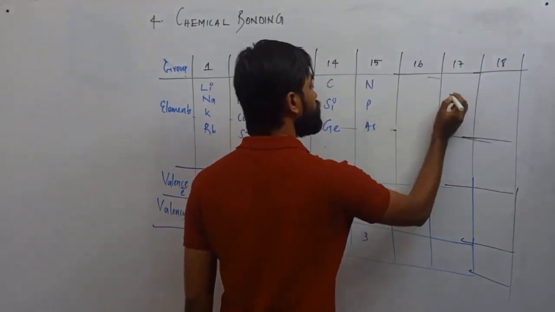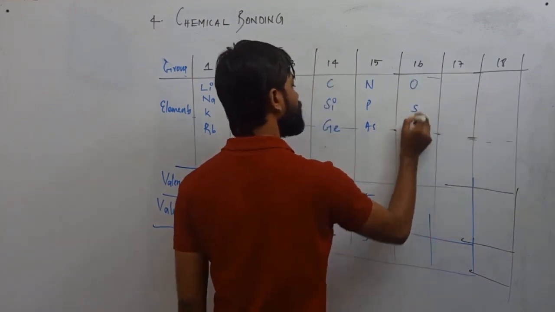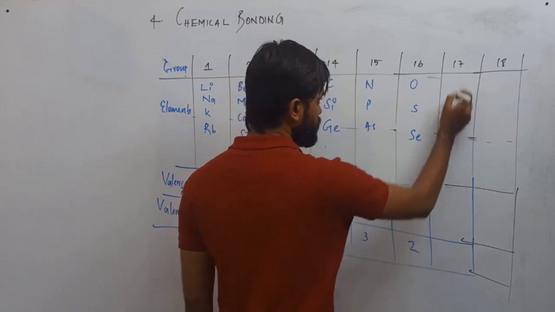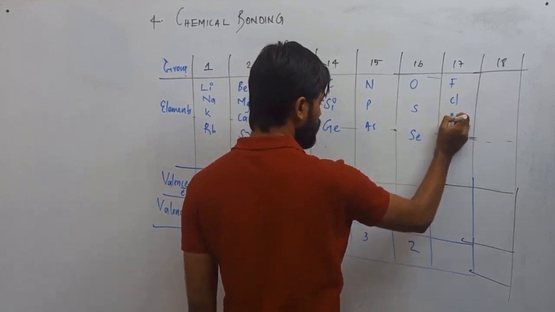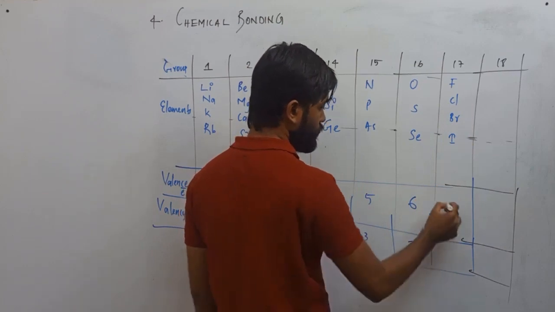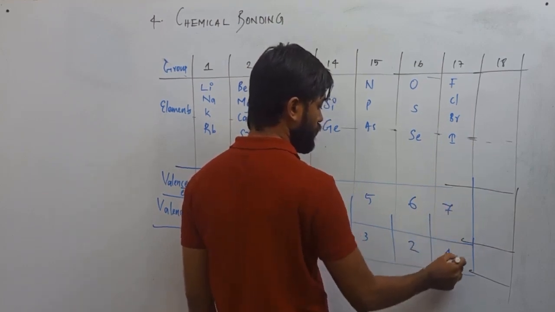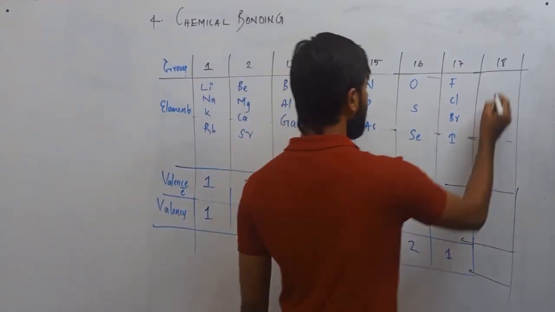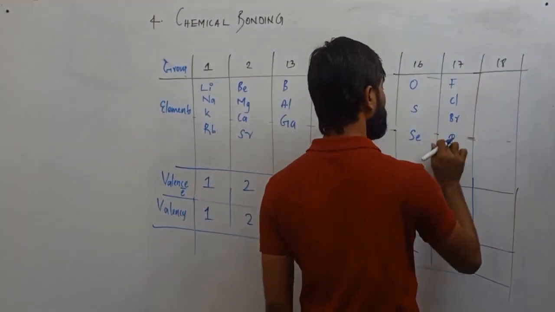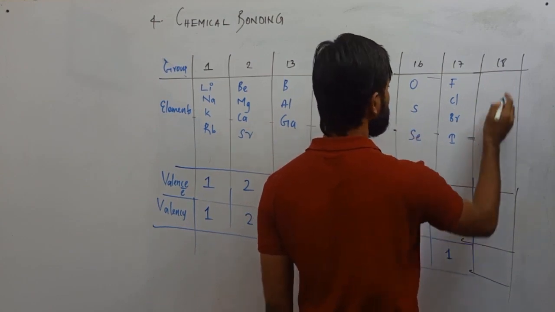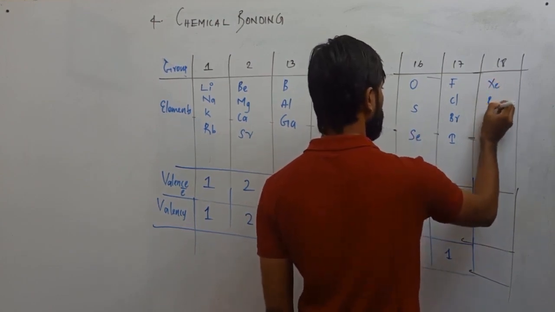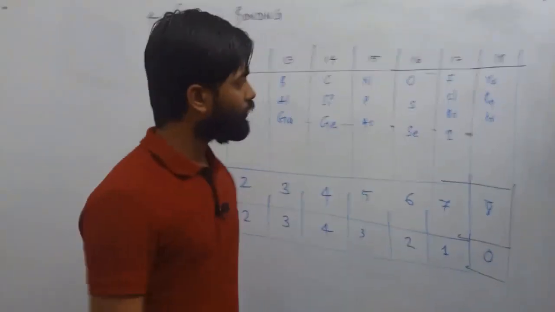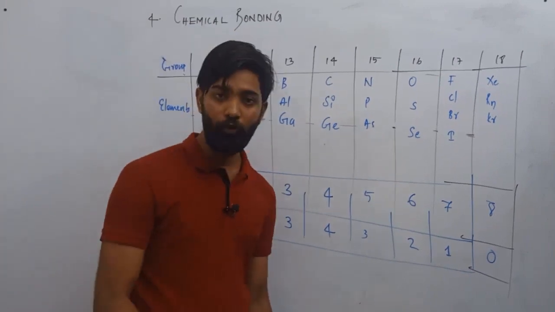16th group means oxygen, sulfur, selenium. Valence electron 6, valency 2. 17th group: fluorine, chlorine, bromine, iodine. Valence electron 7, valency 1. Okay. 18th group elements which are able to form compounds: xenon, radon, krypton. Valence electron is 8. Usually they can't make a bond with hydrogen.